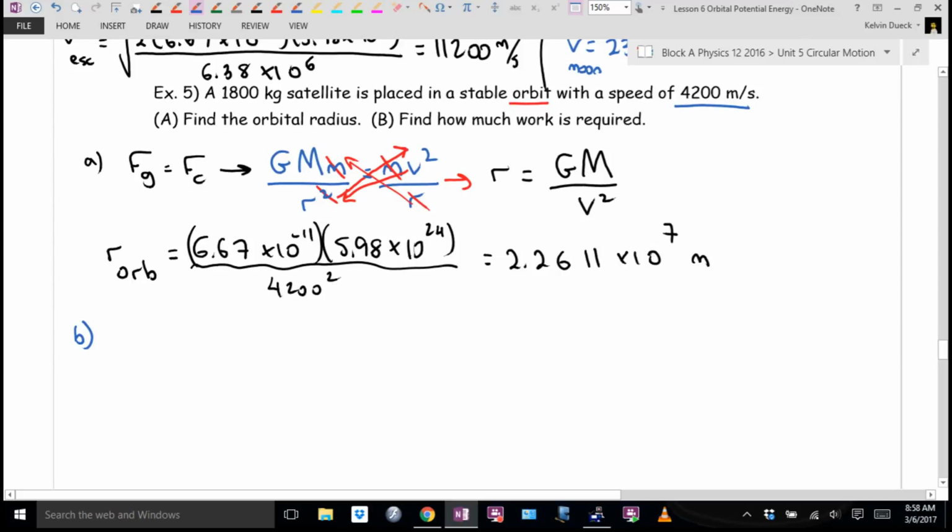Hey Max, what does B want me to find? I seem to recall Mr. Dewick last day saying, boy, finding that amount of work is an awful lot of work. And I mean that both as an answer, but as a procedure. Okay.